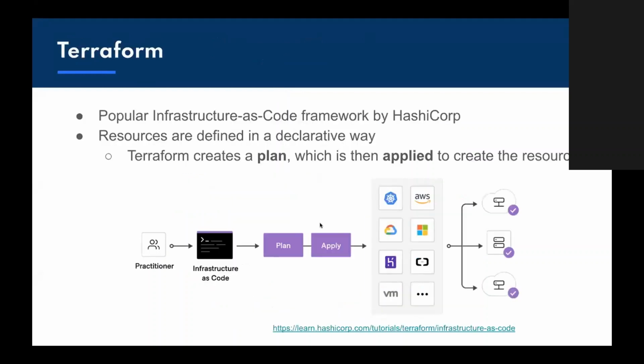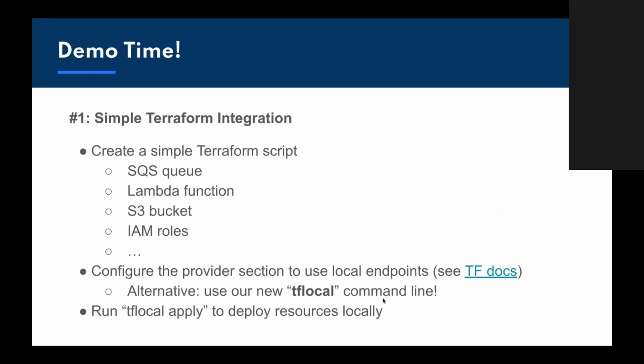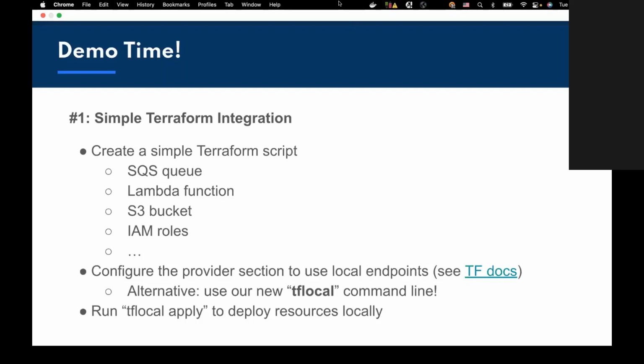Terraform, in a nutshell, is an infrastructure as code framework by HashiCorp. It is a way to define your infrastructure configurations as templates, as declarative resources. Terraform first creates a plan for how these resources should be deployed into the cloud system, and then this plan gets applied to the real cloud. Fortunately, it's relatively easy to use Terraform with LocalStack because we're API compatible and provide the same APIs as AWS. Without much further ado, I'll quickly switch over to a short demo.